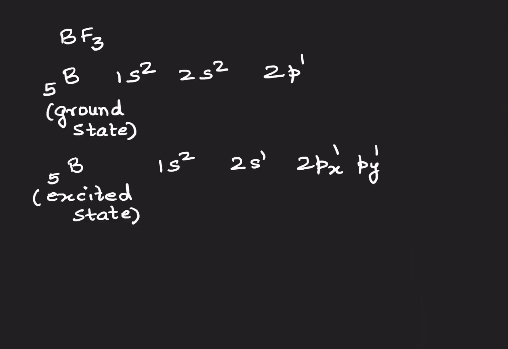Now we are taking the example over here, boron trifluoride, BF3. I have written the electronic configuration. Atomic number of boron is 5, 1s2, 2s2, 2p1, and this is called the ground state. On the approach of an atom, this boron gets excited.